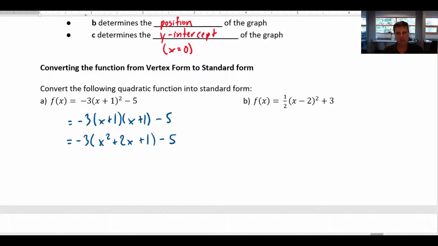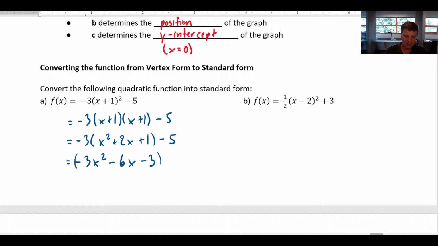And I just kind of skipped a step there. By now, hopefully we're familiar with that. And now I need to distribute that negative 3 across everything inside the bracket. So that becomes negative 3x squared minus 6x minus 3. And I can drop the brackets.